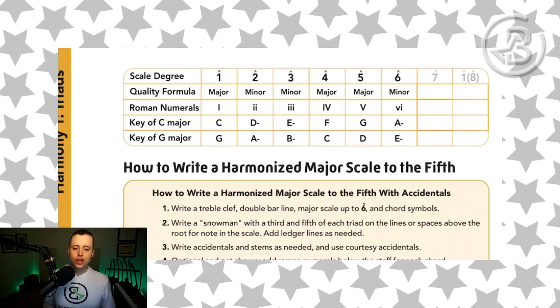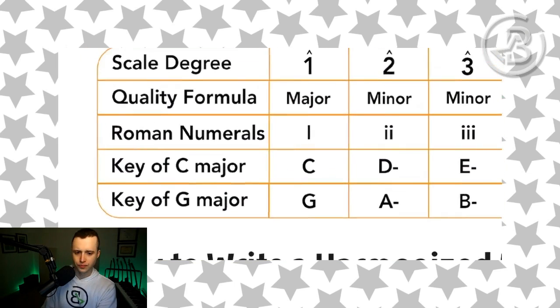In this lesson, you are going to see a side-by-side comparison of a harmonized G and C major scale to the 5th with chord symbols, with Roman numerals, with quality formulas, and scale degrees. So let's jump straight in.